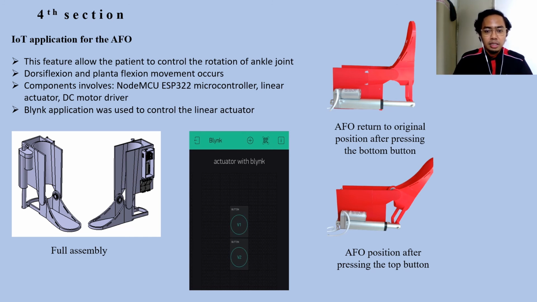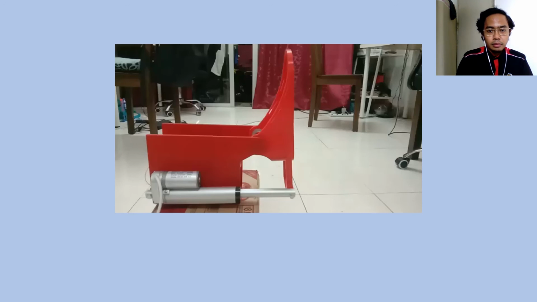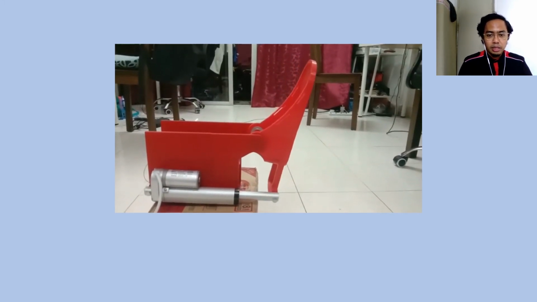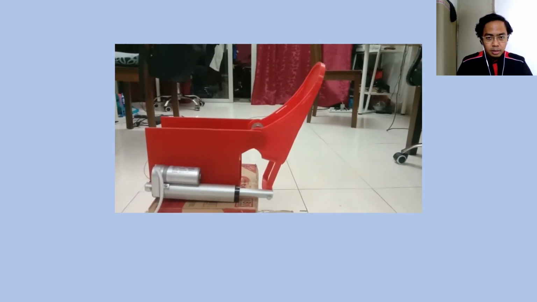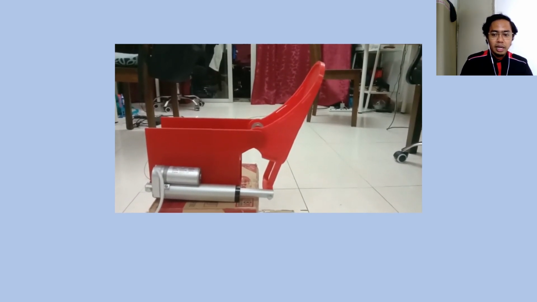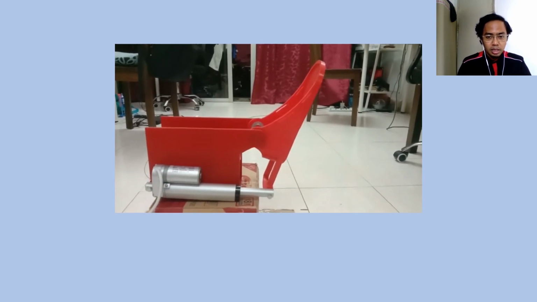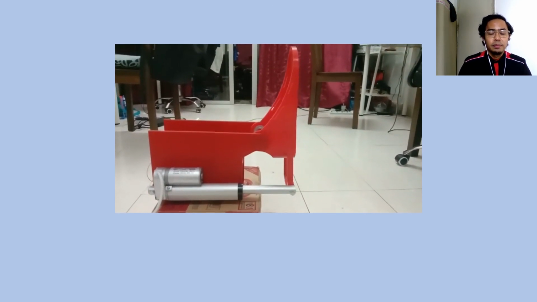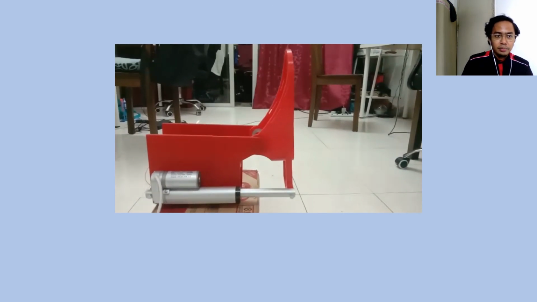The Blynk application software, which you can see in the middle picture here, is the interface that will be used to control the movement of the linear actuator. There's a video I will play here. Now, you can see that the linear actuator retracts when the button on the application is pushed. And then when the other button of the application in Blynk is pushed, the linear actuator will extend back to the original place. Now this movement can be repeated many times as the patient wants.